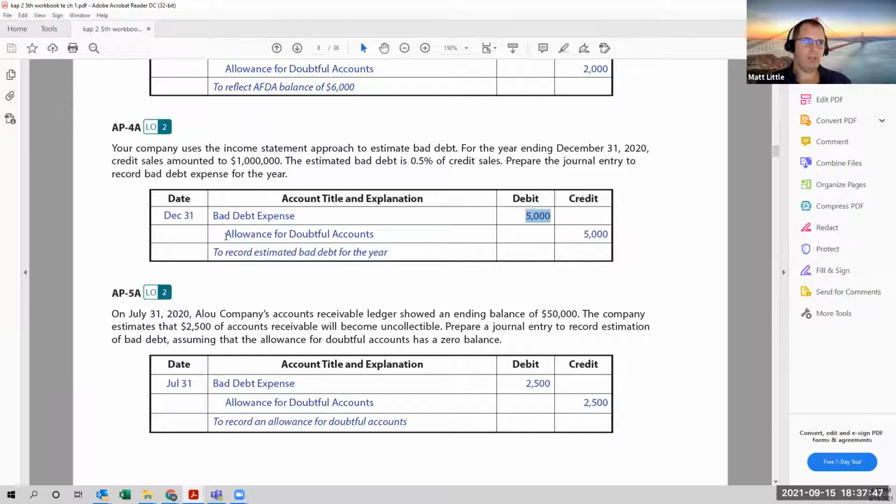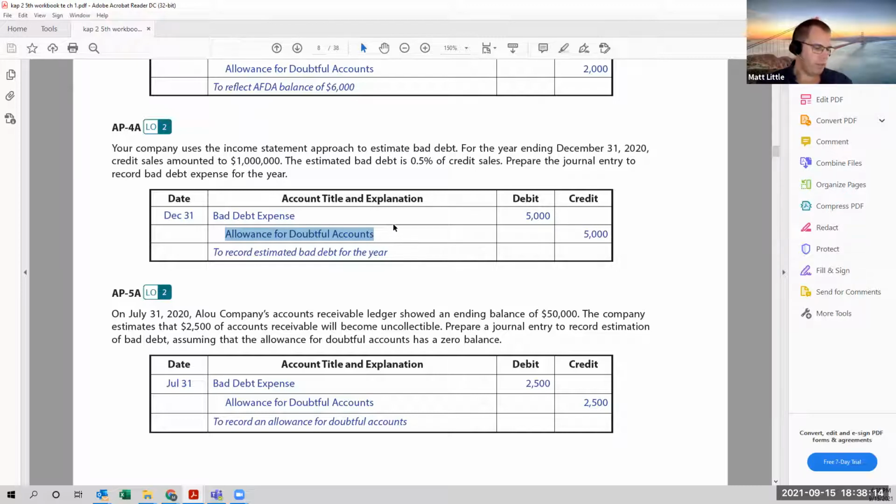In this situation, the allowance for doubtful accounts is the opposite. So we need to credit the AFDA account for $5,000. And that's to record the estimated bad debt for the year. And just remember, as you write off accounts receivable for customers, you would then credit the accounts receivable for that said customer and debit the AFDA. So this account would always be fluctuating as you actually wrote off accounts receivable.